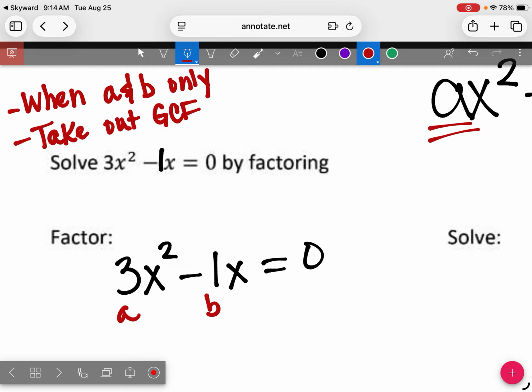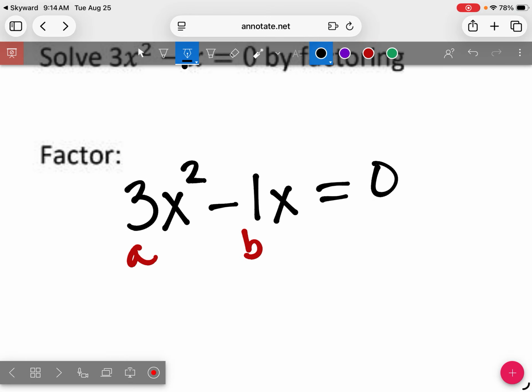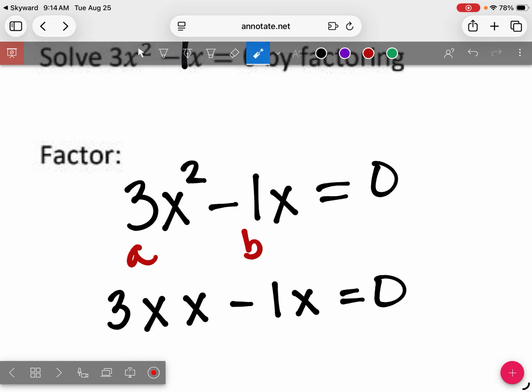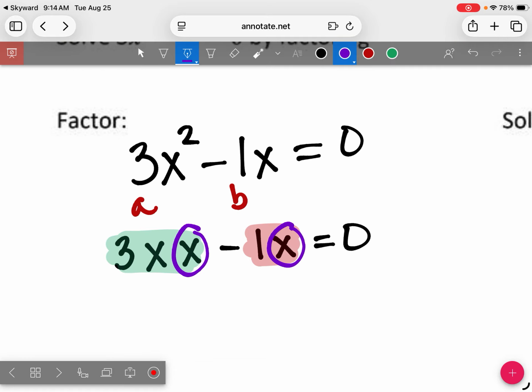Okay, so 3x squared means that we have 3, and then we have 2 x's, and then I have a minus 1x. X squared simply means that there is an x times x. So looking at this, what do I have in my green group and in my pink group? That's it. That's the only thing that they share. So I'm going to take it out. That's my GCF. The GCF is x.